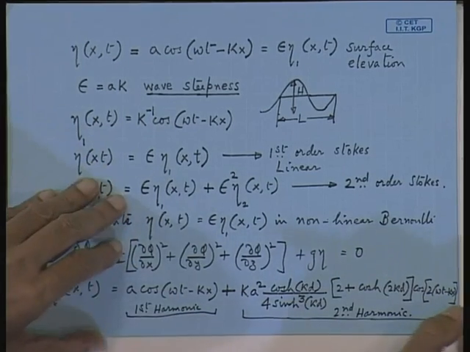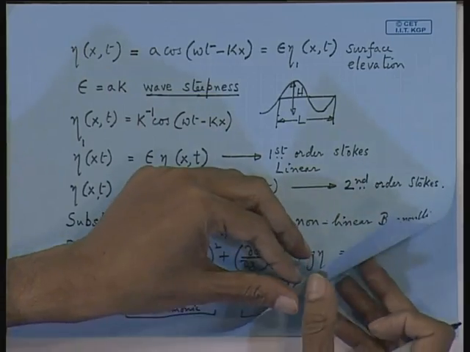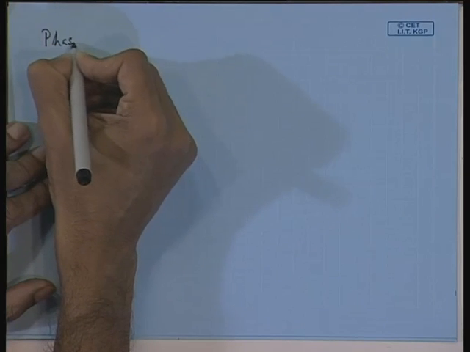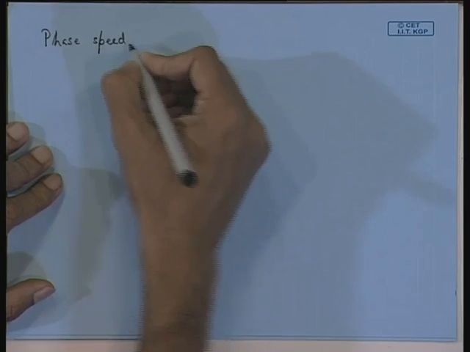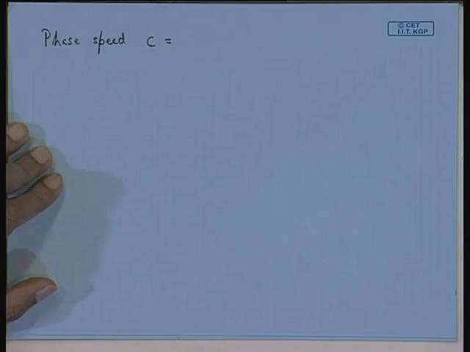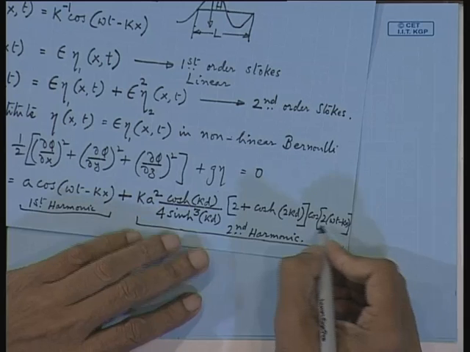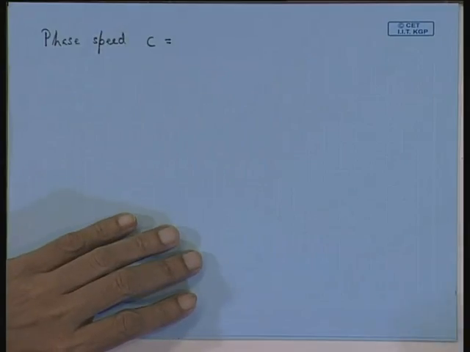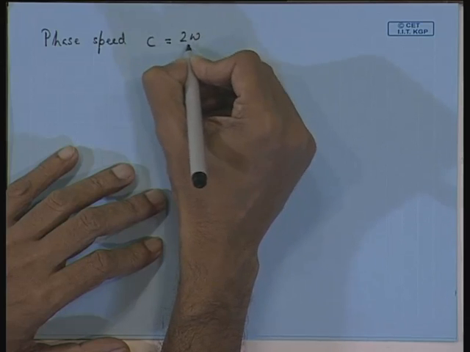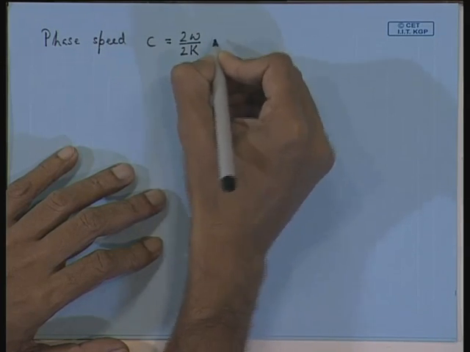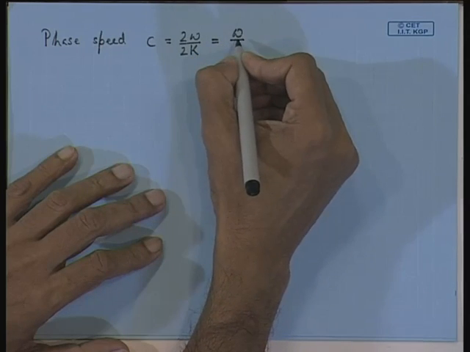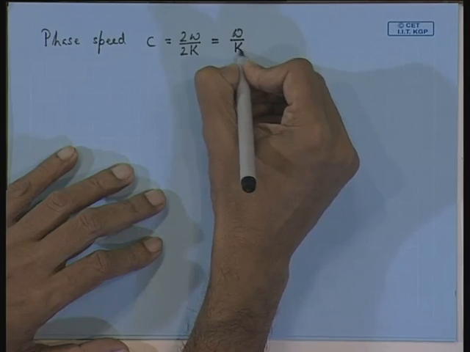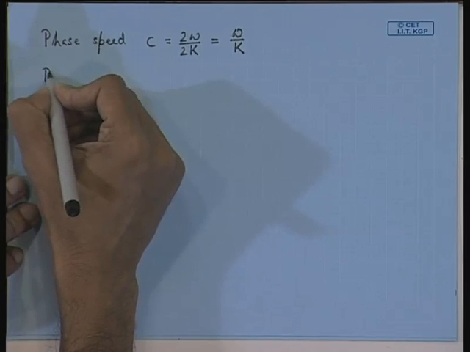Now, in the second harmonic, what is your c value, or this is called the phase speed. So, phase speed c is equal to, if you look at the expression, omega by k. So, here it will be twice omega divided by twice k. So, what we are seeing is this phase speed is the same as the first harmonic. So, this is to be noted.